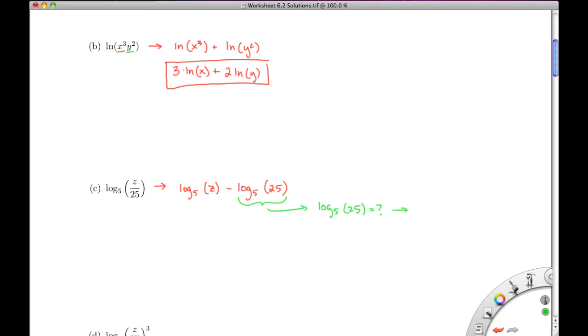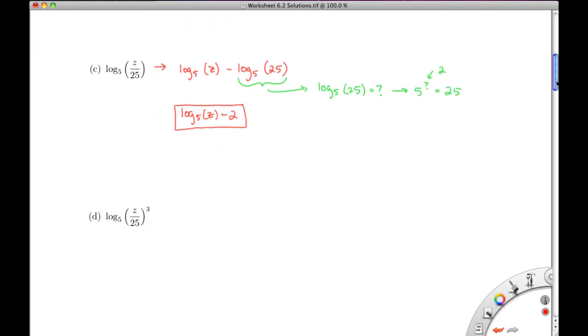We could think about it in terms of the problems we saw in 6.1. We could rewrite this log expression as an exponential. So we're asking ourselves, 5 to the power of what is equal to 25? Well, we know that that exponent would in fact be 2. So we could simplify this a little bit further and say that this is going to be the log base 5 of z minus 2. And that's really as far as we could take part C.